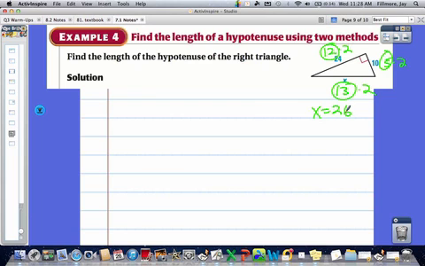And if we would have used our Pythagorean theorem, so x squared equals 5 squared plus 12 squared, you would still end up with x is 26. You don't have to use a triple. It's just an option that's there as a shortcut if you'd like to do things a little bit easier on yourself. Let's try another one.